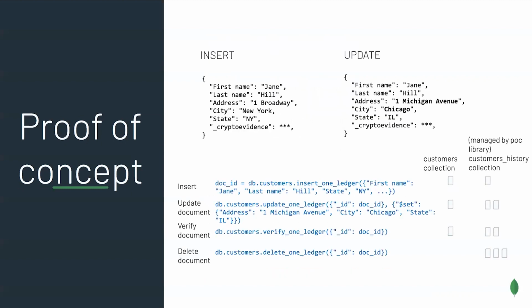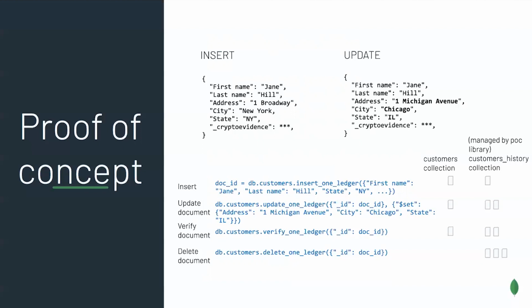Let's go in more detail. In this example, a developer calls the insert one ledger method implemented in the proof of concept library to insert the data into customer's collection. The method automatically handles the insertion of data in customer's history collection. The method uses MongoDB transactions to ensure that both writes happen within a single transaction. The developer then calls the update one ledger method with the document ID and aims to update some fields of the document. The method updates the data in the customer's collection and also adds the latest version of the document to the customer's history collection.